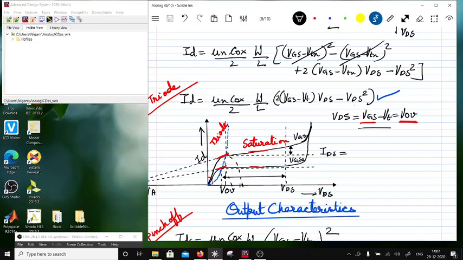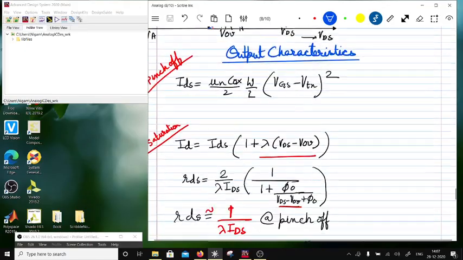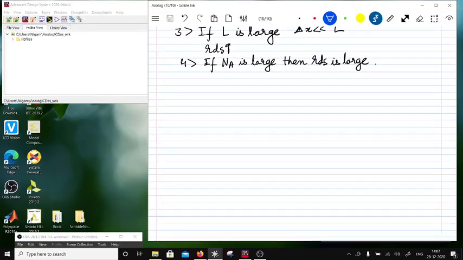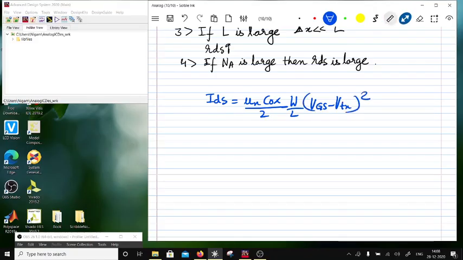Now, if you see this blue curve here, this is IDS versus VDS. If I was to draw IDS versus VDS, it goes like that. I would write here IDS is equal to mu n Cox by 2 W by L times (VGS minus VTN) squared. So this is a square law nature, right? So let's see that square law nature. So that square law nature is visible over here.